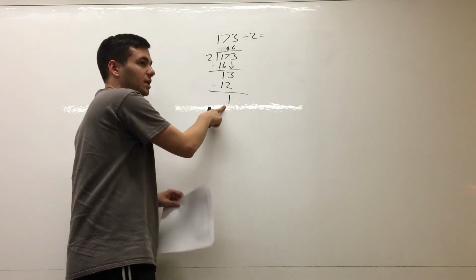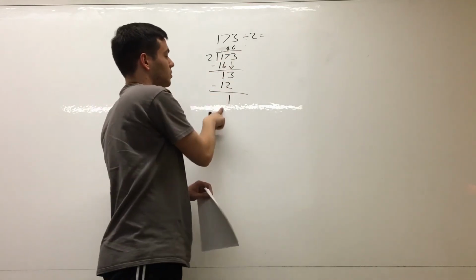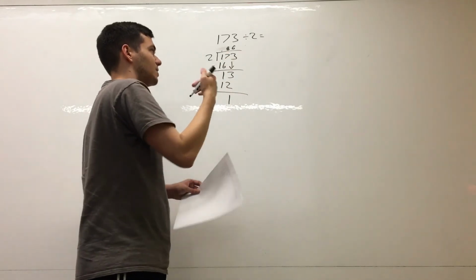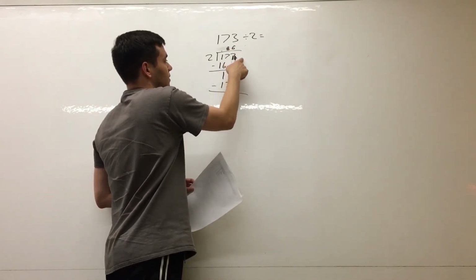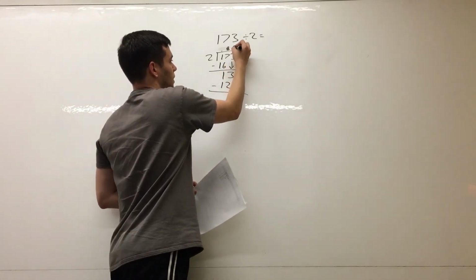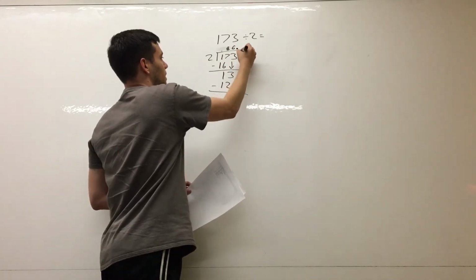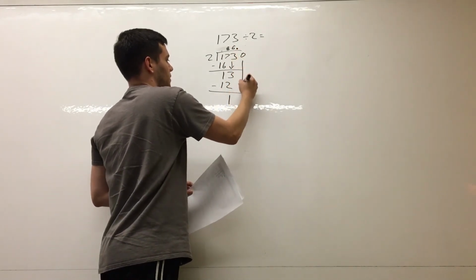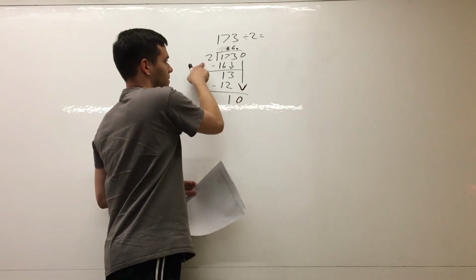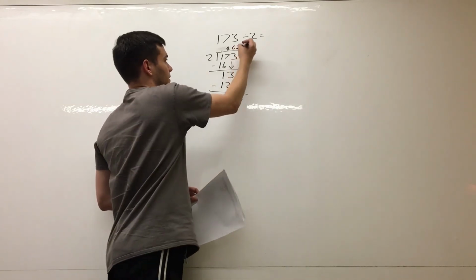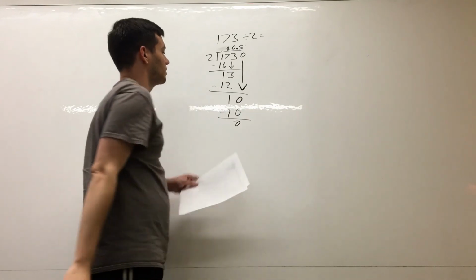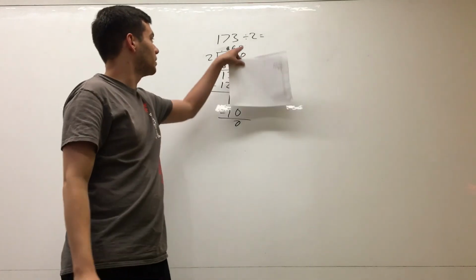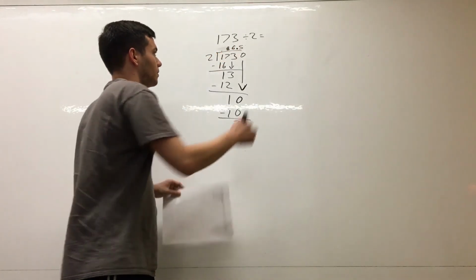Now, traditionally that would be 86 with a remainder of 1. But if we want the answer as a decimal, once we're out of numbers to drop down, we put a decimal point here, and we add another 0, and drop that down. So how many times can 2 go into 10? 5 times. And we're done. We don't have any more remainders. So 86.5 is our answer.